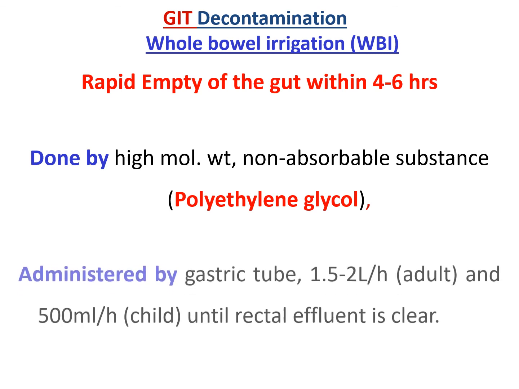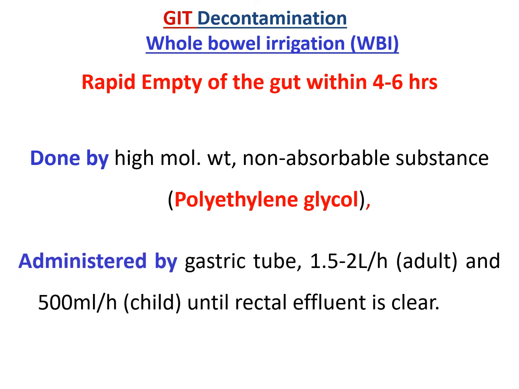I administer it through a gastric lavage tube and provide about 1.5 to 2 liters per hour in adult patients and half a liter per hour in children. Continue administration of the polyethylene glycol until the rectal effluent is clear. But take care: if you administered about 6 to 8 liters in an adult patient without any rectal effluent, stop and postpone the process until there is rectal effluent to avoid complications.